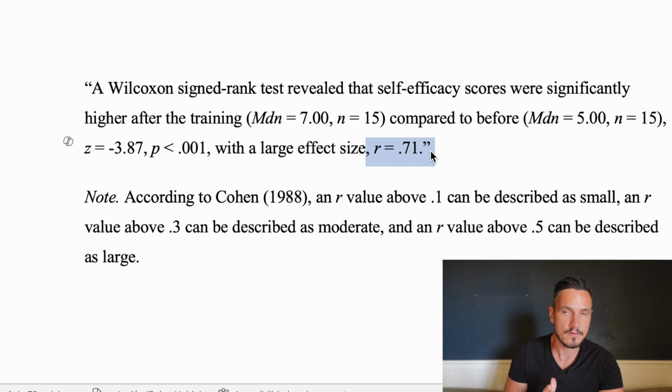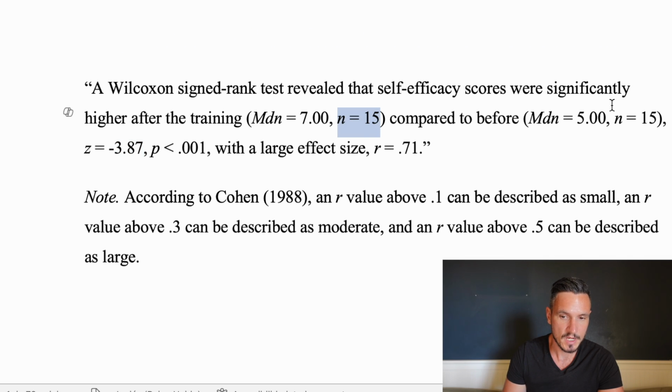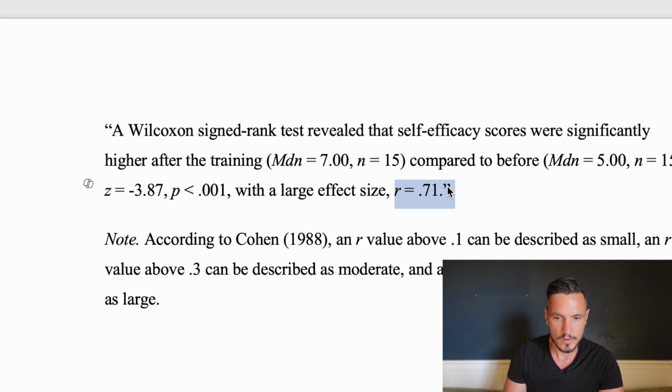The r value is an effect size statistic, and SPSS doesn't actually provide this to us, so we need to calculate it ourselves if we want to report it. In order to do that, we take the z value and we can ignore whatever minus symbol might be in front of it, and then we divide that value by the total number of observations. So we had 15 observations after the training and we had 15 observations before the training. So we had 30 observations in total. We can take those numbers and put them into Google, and it's going to tell us that we have an r value of 0.71 rounded to 2 decimal places. And that's the value that we've reported here.